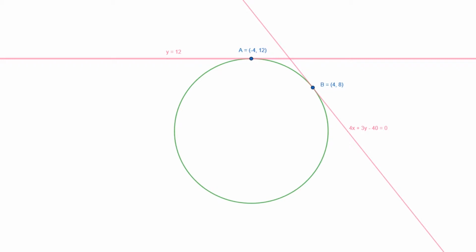Let's begin by seeing what we can discover about its centre. We know that the perpendicular to the tangent at A is going to pass through the centre. We also know that the perpendicular to the tangent at B will pass through the centre. So if we can get equations of those perpendiculars, then we can work out where they intersect, and we will know where the centre is.